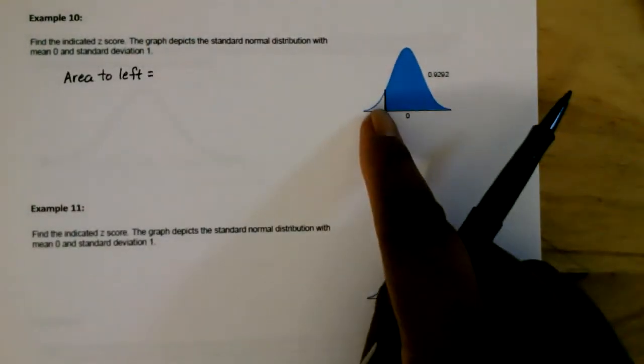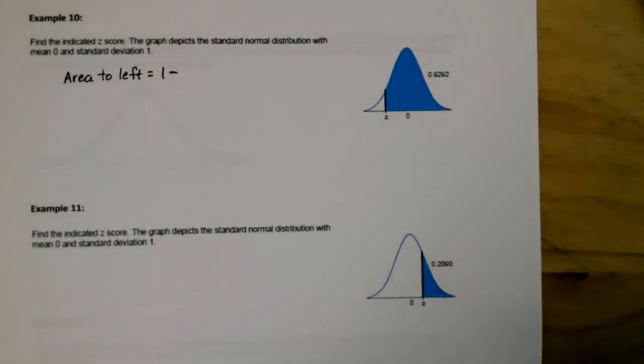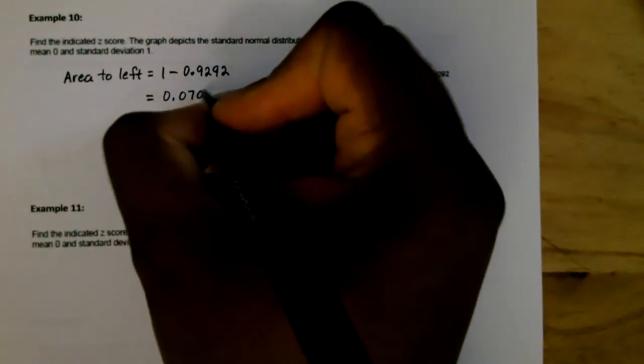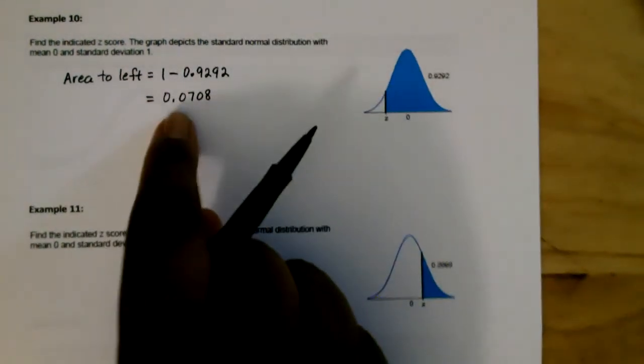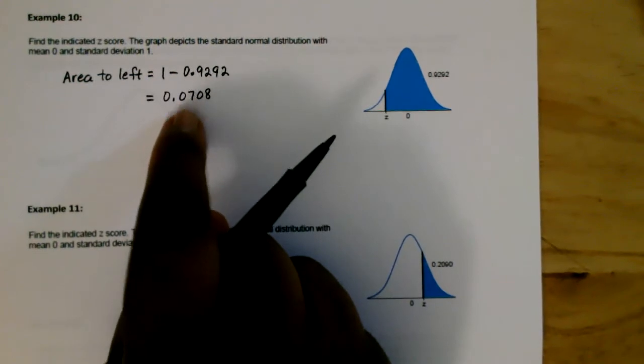Now the area underneath the normal curve is going to be 1. So we got to do 1 minus that area to the right, which is, of course, 0.9292. So 1 minus 0.9292 would be 0.0708. It's this value that we're going to look for in the table. So in this case here, that 0.0708 is less than 0.5.